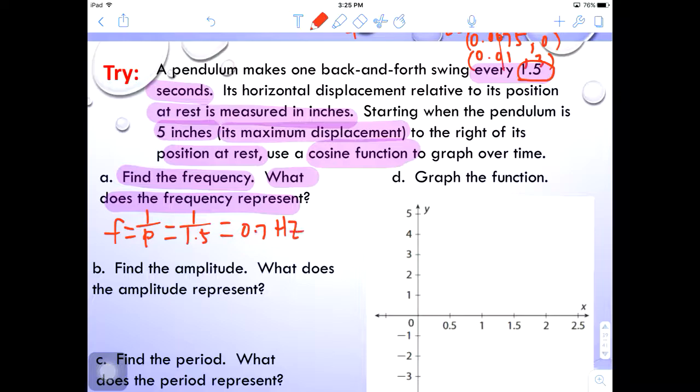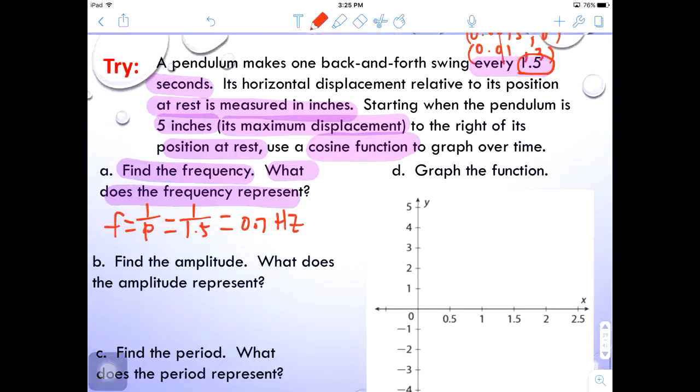So it is not going one full swing in 1 second. It's going 0.7 hertz, which means that's the number of times in 1 second. So it's not one full swing yet, not one full. So 0.7 of the way only in 1 second.